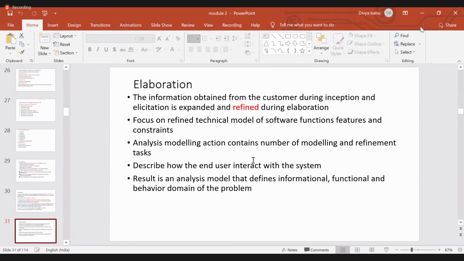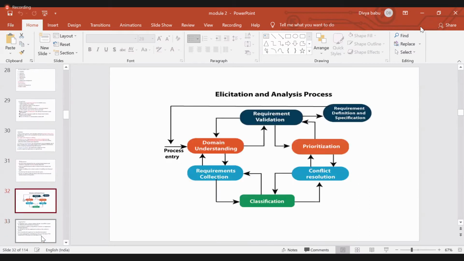Here, when the end user will interact with the system, what are the problems you need to face? How can they interact? Use a graphical user interface, or a terminal, or those types of information. Also whether GUI applications are needed or not. Everything you will define during this elaboration period. So this is the third phase.